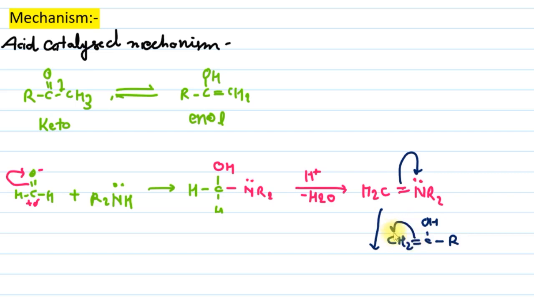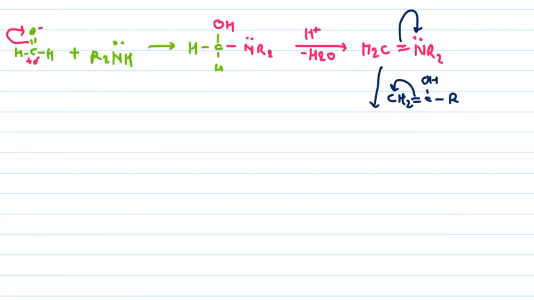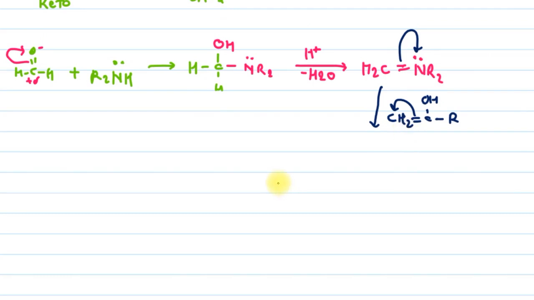moves toward the outside carbon, and we get R single bond carbon having a hydroxyl group OH, and the carbon gets positive, that is a carbocation, and here CH2 single bond CH2 and bonded with NR2.